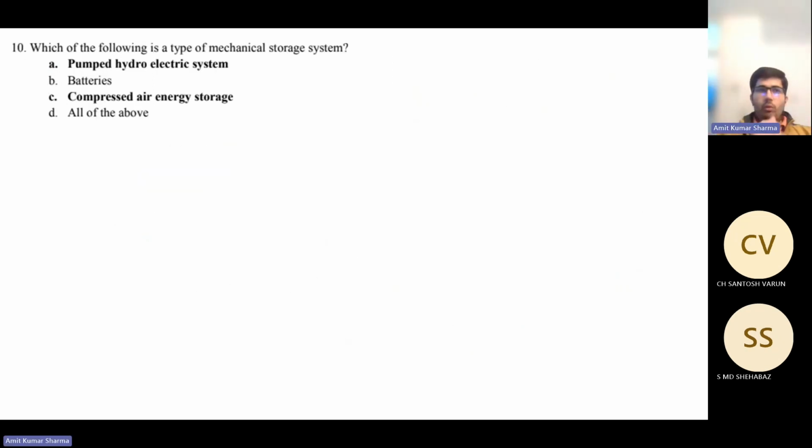Question number 10. Which of the following is a type of mechanical storage system? So basically it's a mechanical energy storage system. Options are option A, pumped hydroelectric system, B, batteries, C, compressed air energy storage, and D, all of the above. Take 2 minutes. Let me know the answer with reasonings.